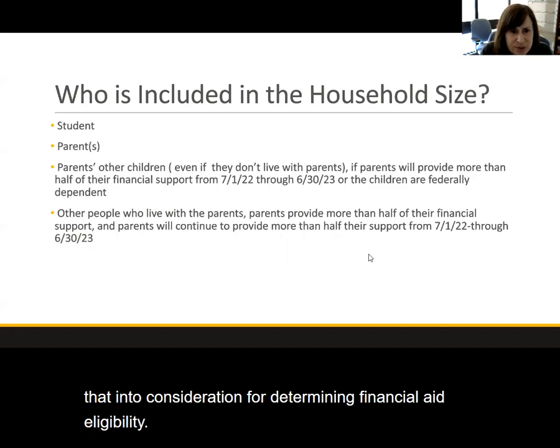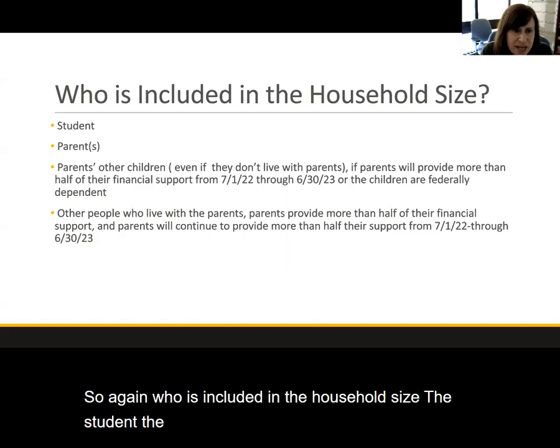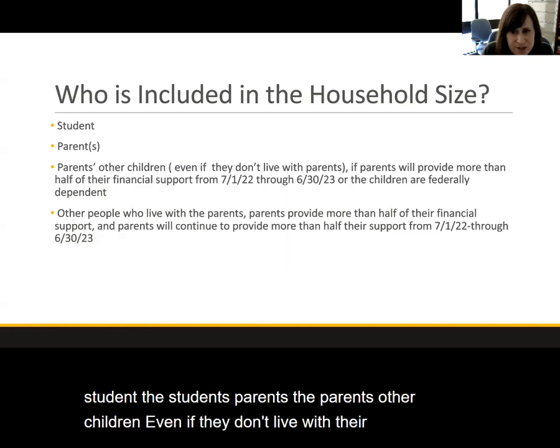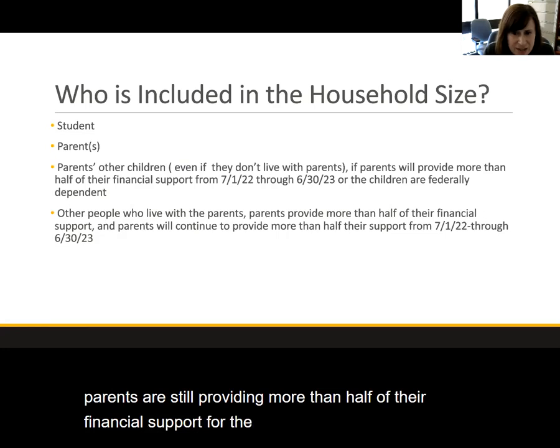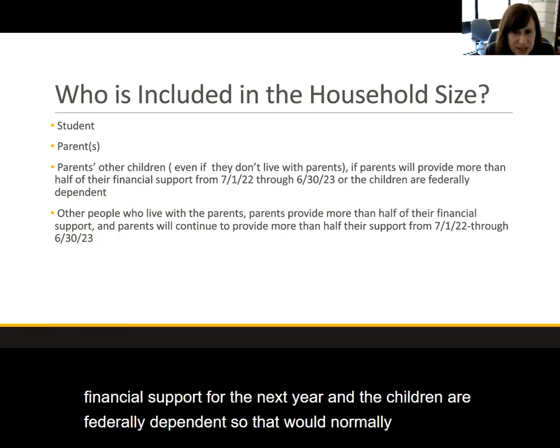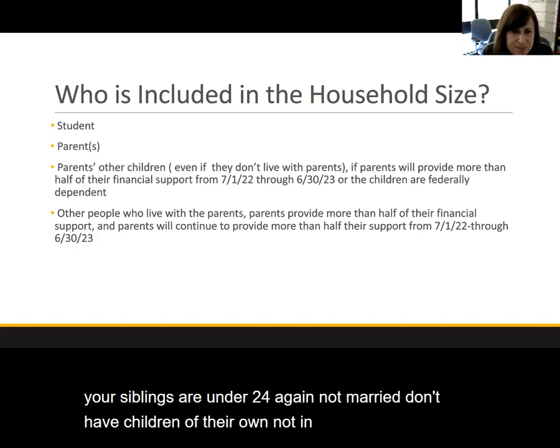So again, who is included in the household size? The student's parents, the parents' other children, even if they don't live with their parents, if the parents are still providing more than half of their financial support for the next year, and the children are federally dependent. So that would normally mean if your siblings are under 24, again, not married, don't have children of their own, not in graduate school, et cetera.